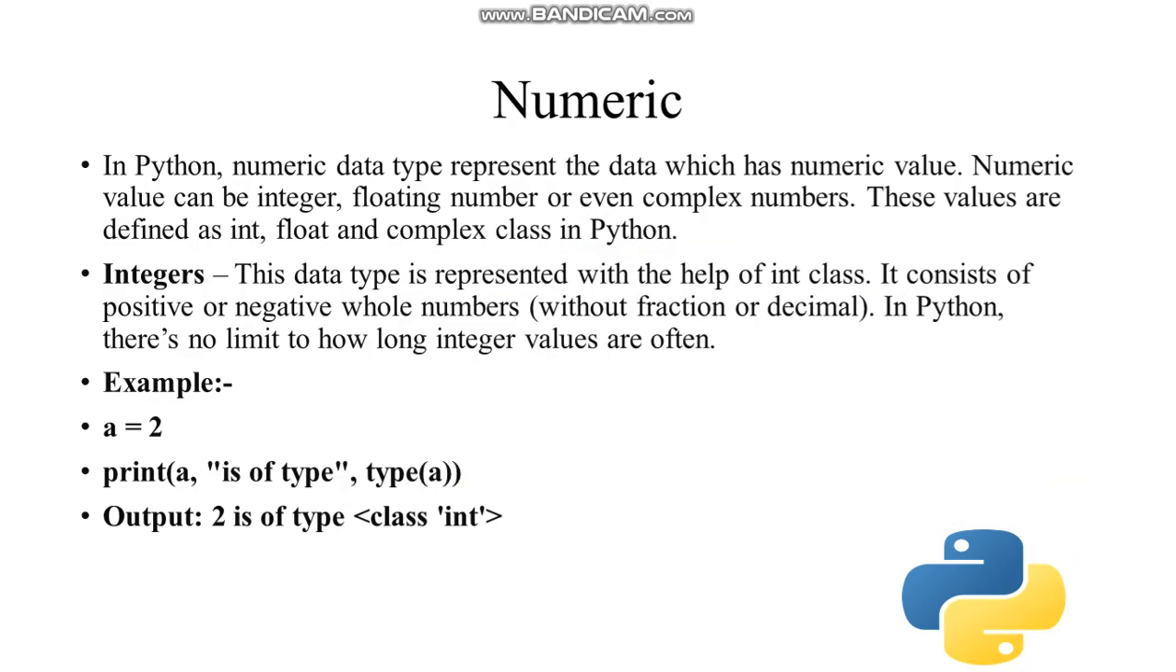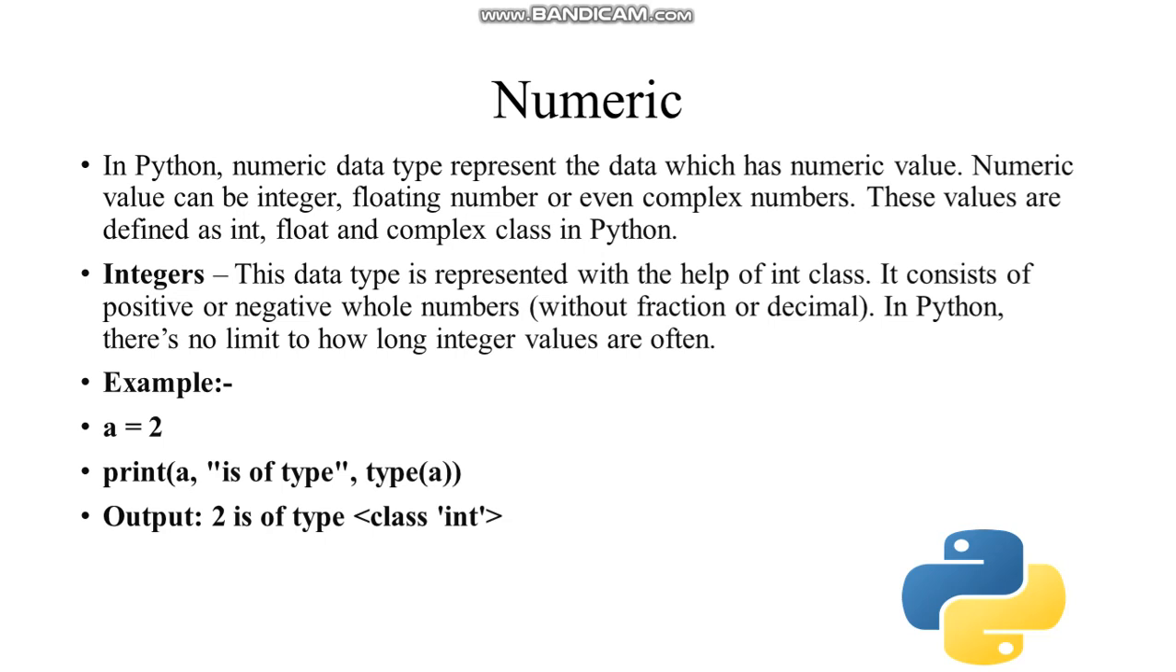Your first data type is numeric. In Python, numeric data type represents the data which has numeric value. Numeric value can be integer, floating point numbers, or even complex numbers. These values are defined as int, float, and complex class in Python.